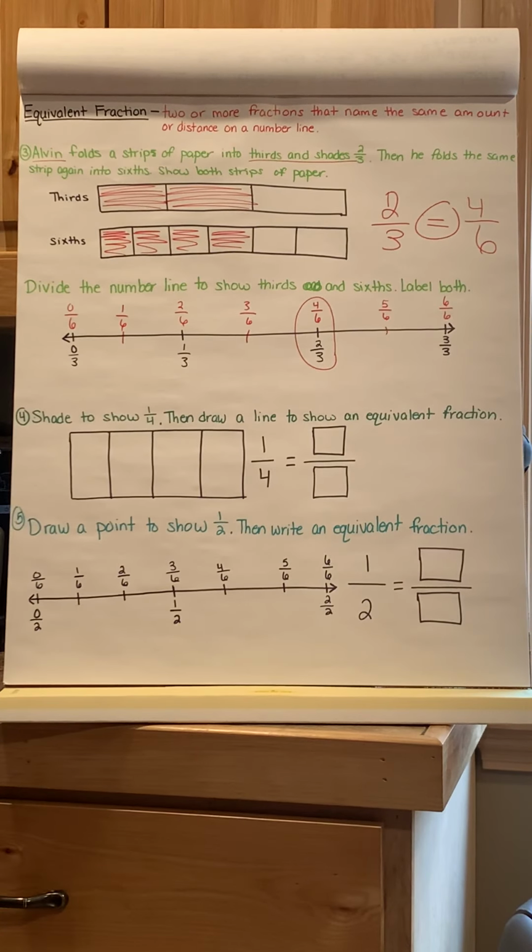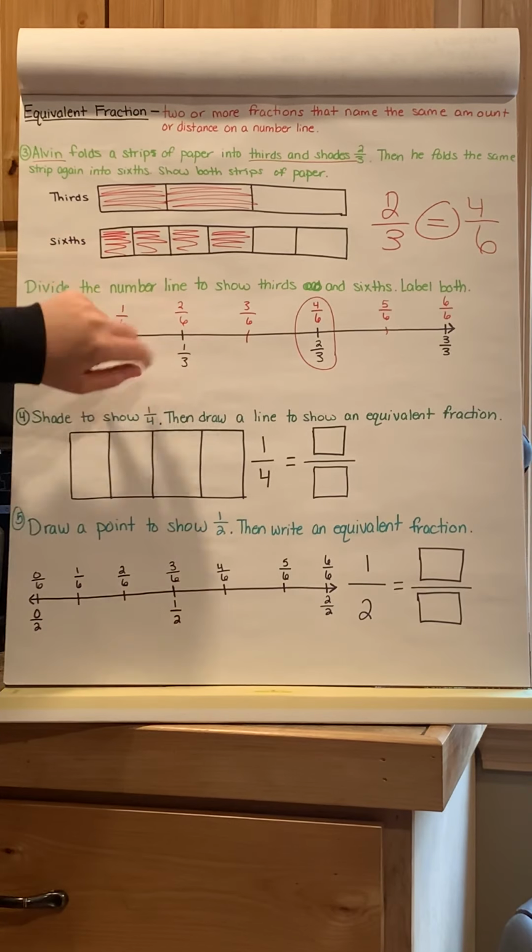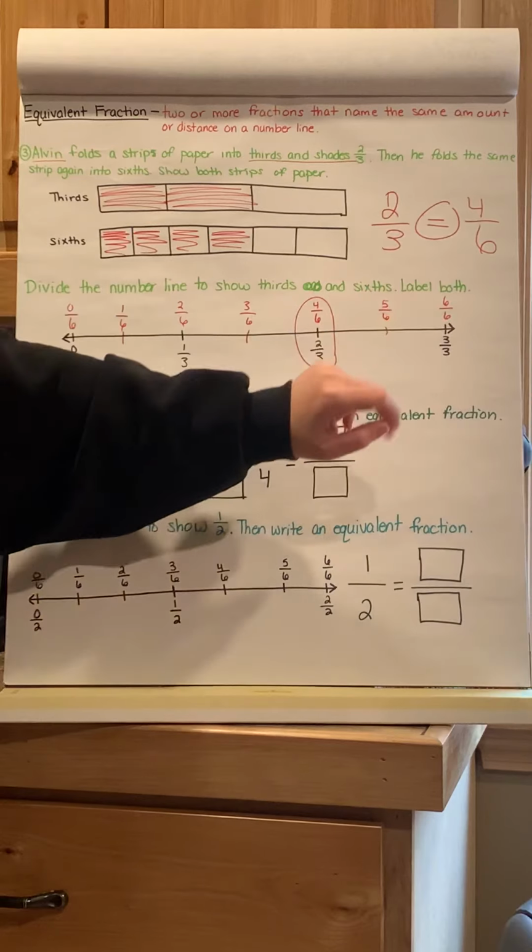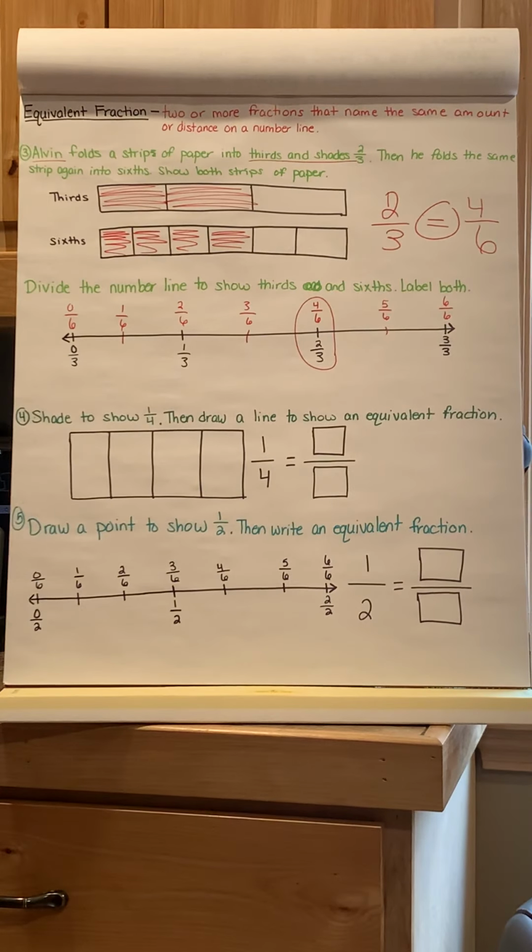So looking at this number line, I can see a few other equivalent fractions. I can see that 0/6 is the same as 0 thirds. They're equivalent. 2/6 and 1/3 are equivalent. And then 6/6 and 3/3 are equivalent.